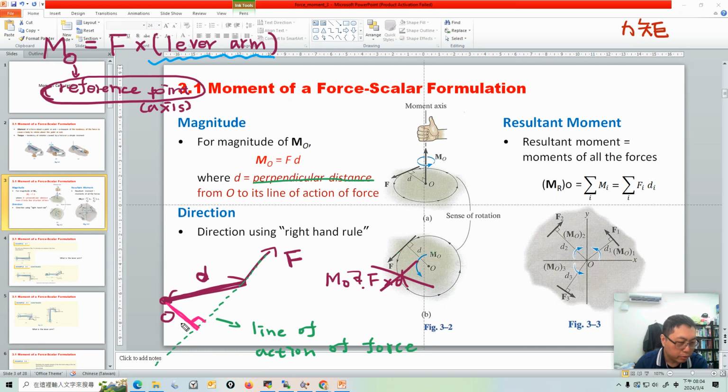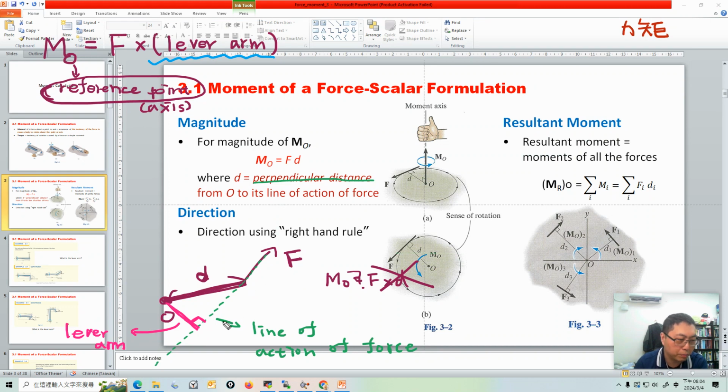This pink one is the perpendicular distance between the origin, the reference point O, and the line of action of the force. So this is just your lever arm. Your moment, the moment caused by this force, is F times the lever arm, and the lever arm is here.